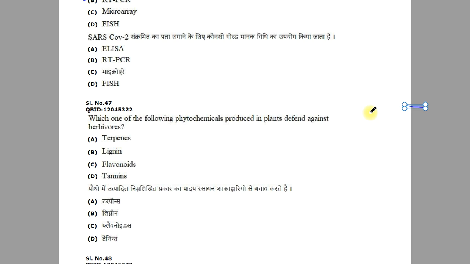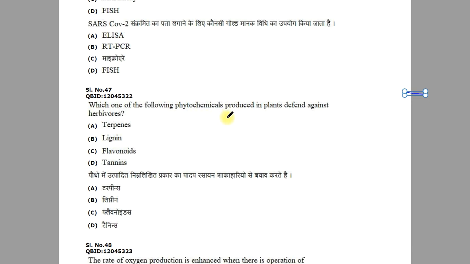The question number 47: which of the following phytochemicals produced in plants defend against herbivores? A. Terpenes, B. Lignin, C. Flavonoids, and D. Tannins. The correct one here is D, tannins. What are the tannins? Now tannins are polyphenols. Tannins are less digestible and they are also bitter in taste.